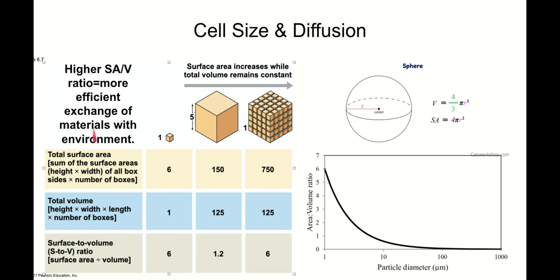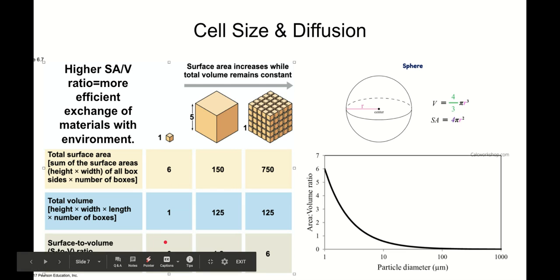So I walked through this figure right here, which is showing a model of a cell, which in this case is a cube with a side length of 1. If you were to calculate the surface area, it would be 6. The volume, the space inside, would be 1. And so the surface area to volume ratio, which is just surface area divided by volume, would be 6.